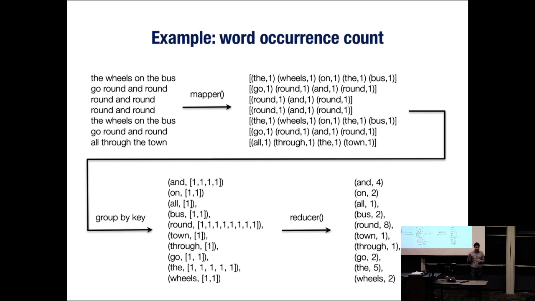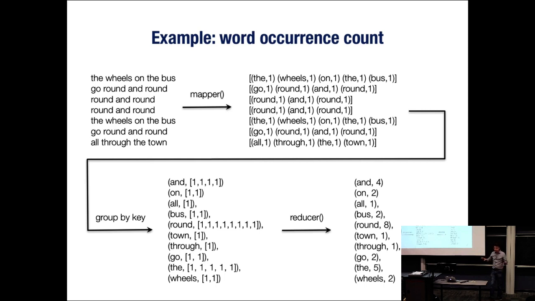Right, and I'll show how that will all work in a second. But in every case, the key that we emit, and we can have multiple ones. So this first line here has "the" twice. So it has the key "the", the value 1, the key "wheels", the value 1, the key "on", the value 1, the key "the", etc. But "the" is twice in there. That's what the mapper outputs.